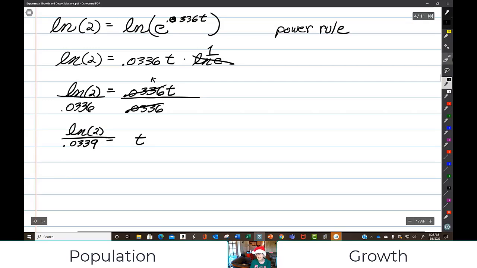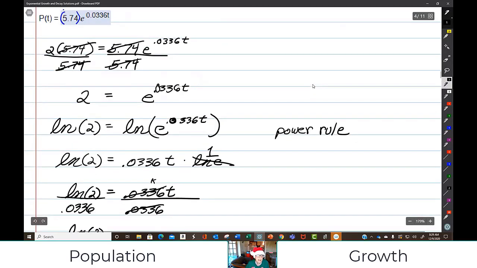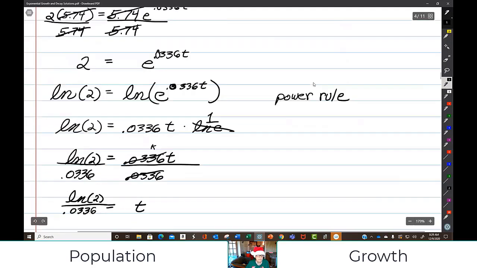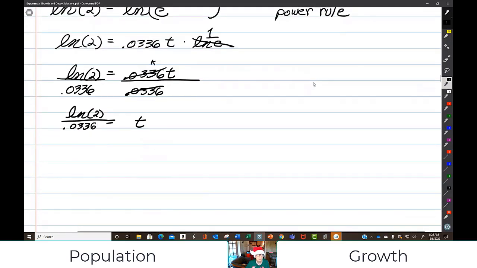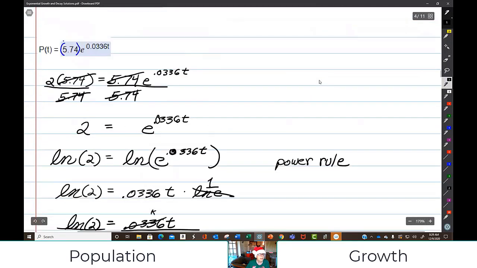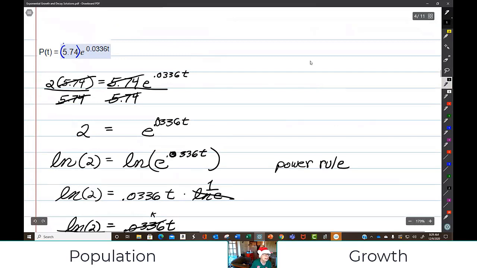A 9. Why did I do that? It's an inverted 6, I guess. There you go. Now let me make sure I didn't mess up this k in more than one place. No, I didn't. Okay. So this is D, by the way. Part D. Doubling time for a population.